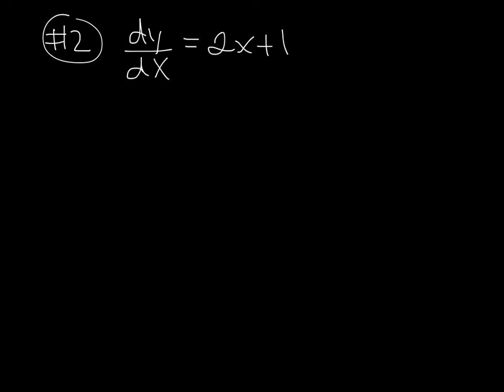Okay, so let's start with number 2 in section 1.1, and the following differential equation is dy/dx equals 2x plus 1, and we have an initial condition, y of 0 is 3. And the directions say find a function y equals f of x satisfying the given differential equation and the prescribed initial condition. Okay, so here, this guy is our initial condition.